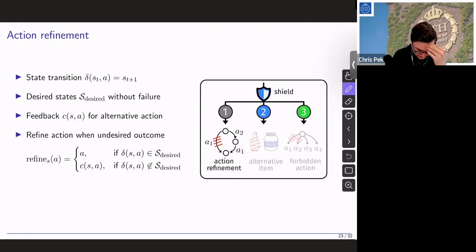So when we look at the shield, refine action, if the action A, when applied, results in a state in the desired set of states, we just execute it. It's the same thing that I showed you before in the last lecture with the invariant sets. We keep it. If, however, we are leading to a state in the undesired states, in this case, oh, you want to fetch the onion, but there is no chopped onion, then we execute the feedback that the humans give instead.